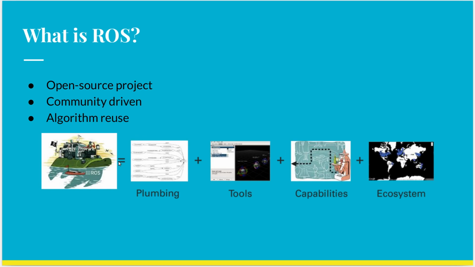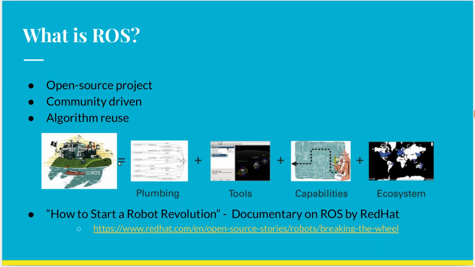In fact, Red Hat released a 5-part documentary on the history of ROS named How to Start a Robot Revolution. It's an interesting watch, and it talks about how the developers of ROS helped create this huge open source robotics community. So I guess that pretty much answers any doubts regarding what ROS does and why it was created in the first place. Like I said, the core functionality of ROS is to facilitate communication between different programs. Let's now take a look at how ROS actually implements this.